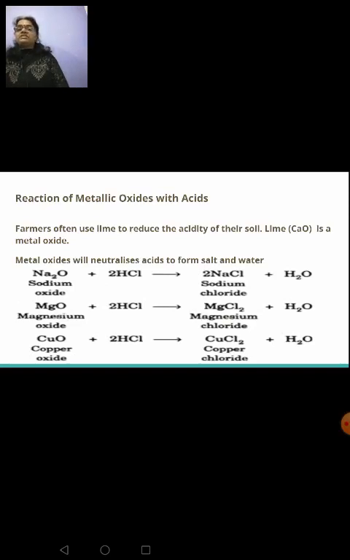They react with acid to give you the corresponding salt, that is, sodium oxide reacts with hydrochloric acid to give you sodium chloride and water. Magnesium oxide reacts with hydrochloric acid to give you magnesium chloride and water. Copper oxide reacts with hydrochloric acid to form copper chloride and water. A salt and a water is formed. One of the reactants is acid and the other reactant is obviously a base, because the reaction between acid and base only produces salt and water. So you can say metallic oxides are basic by nature. We'll see this in detail later.